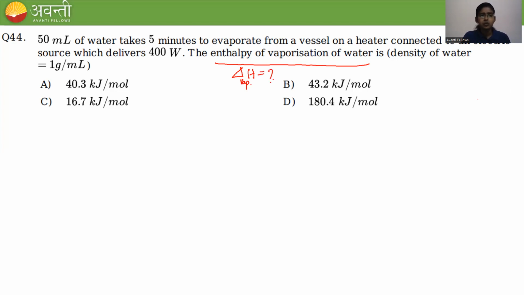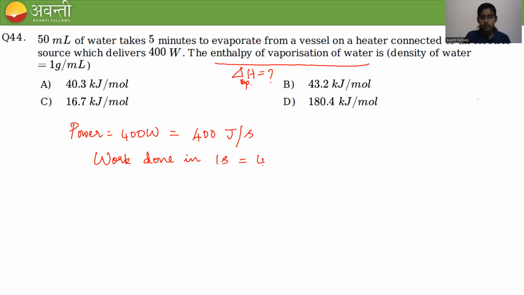Now what are the things given? Time is given, volume is given, and 400 watts, which is nothing but the power, right? So the power is equal to 400 watts. One watt is equal to 1 joule per second. So in terms of joule per second, we can write 400 joule per second. That is the work done in 1 second is equal to 400 joule.